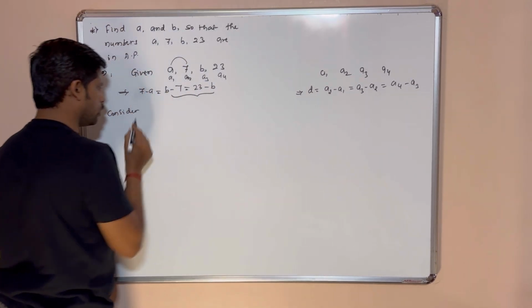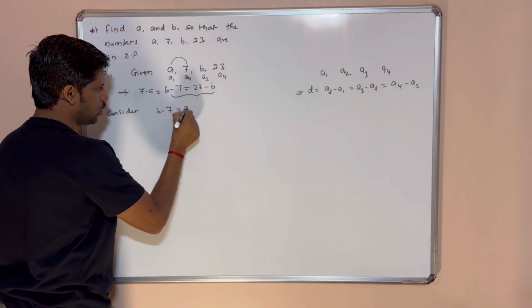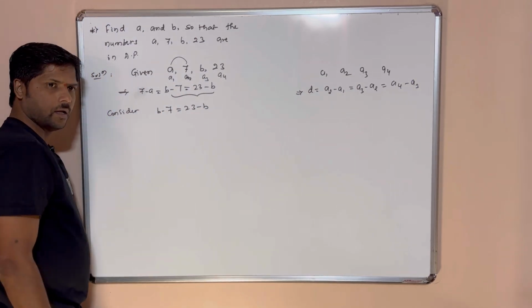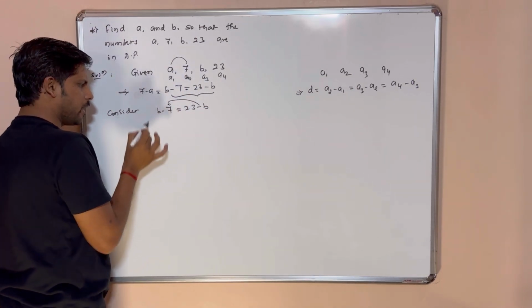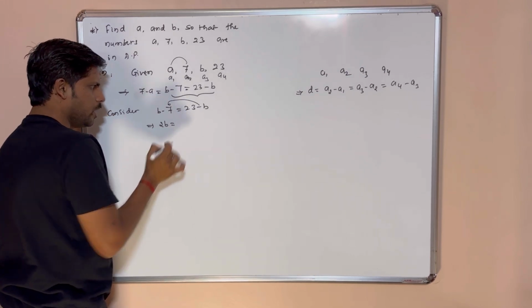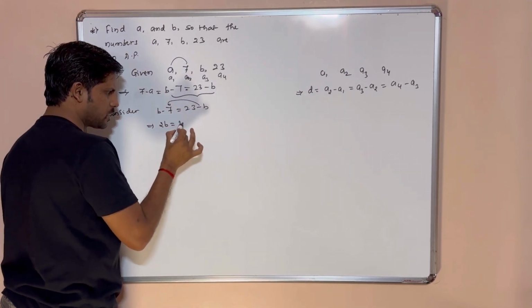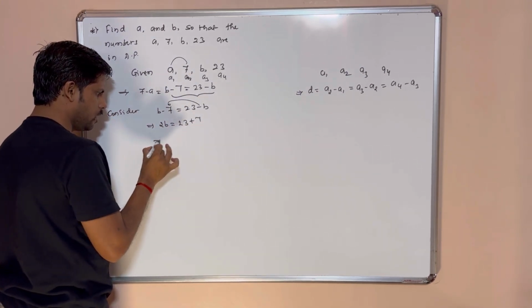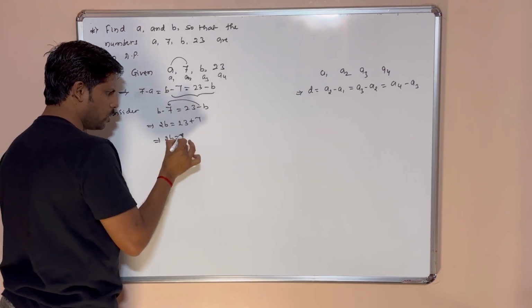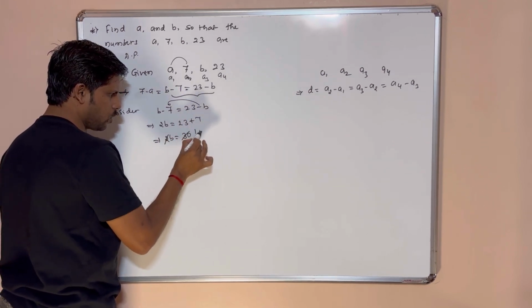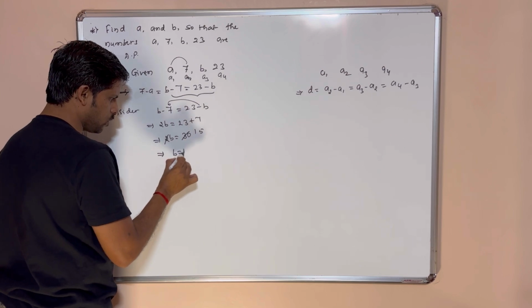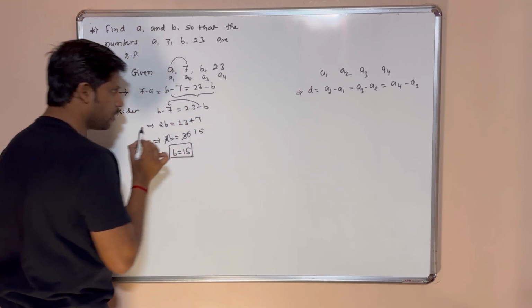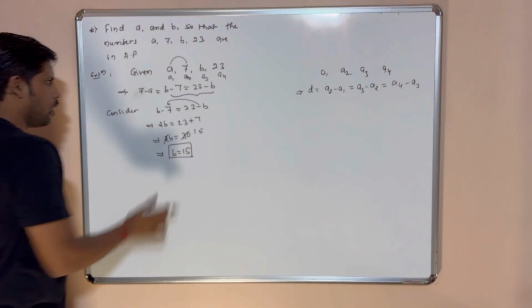Now these two are equal. I will consider these two: B minus 7 is equal to 23 minus B. Minus B, transfer this side. So it becomes 2B is equal to 23 plus 7, transfer this side, plus 7. So 2B is equal to 30. 2 15s are 30. That is B is equal to 15.